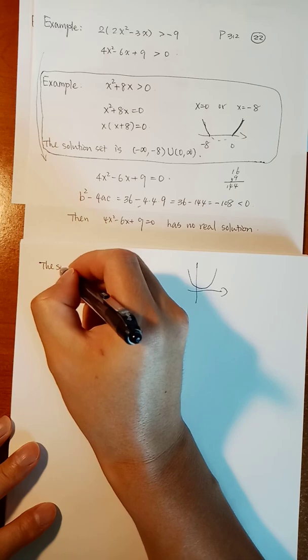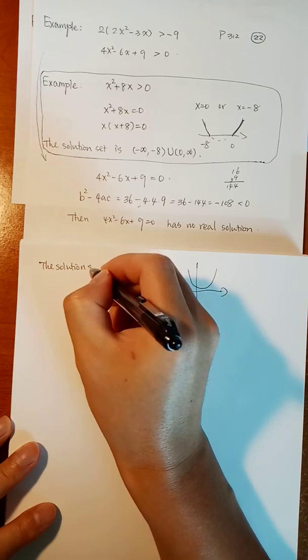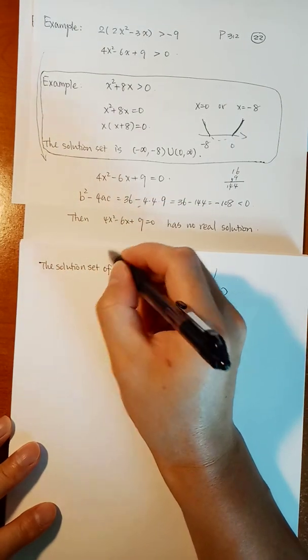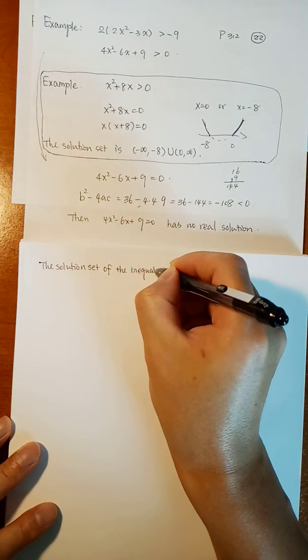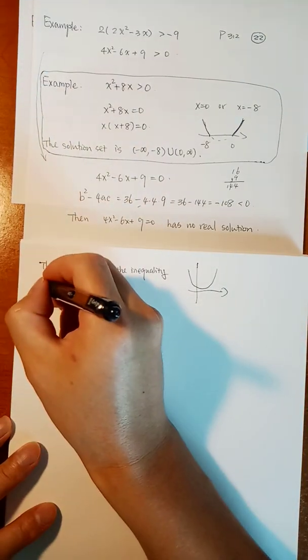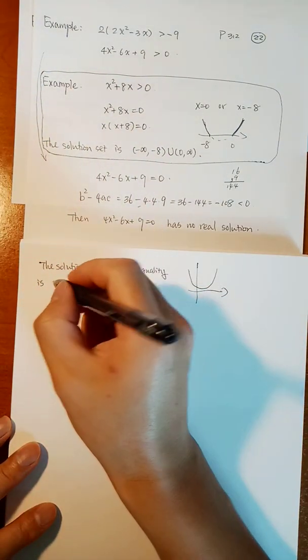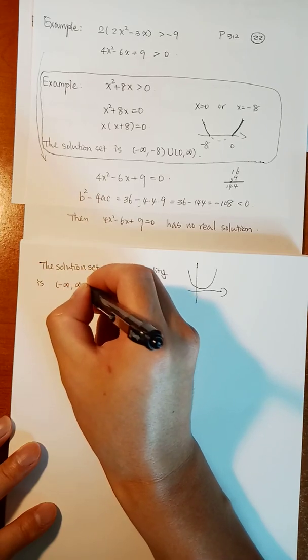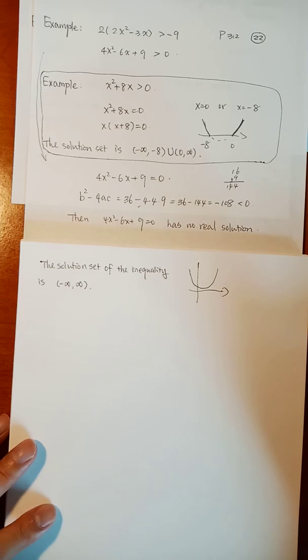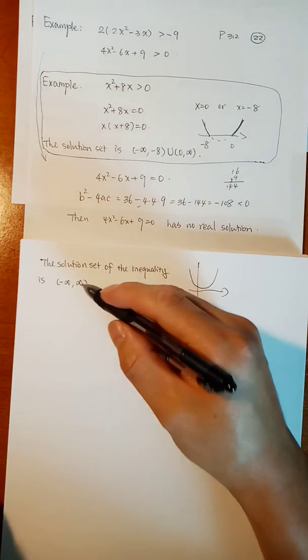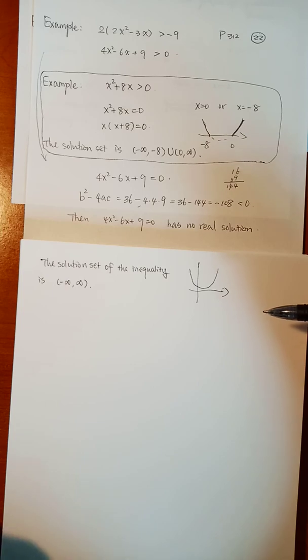The solution set of the inequality, let me emphasize, of the inequality, is the set of all real numbers. You can say from negative infinity to positive infinity, no limits, right? No limits. This is the answer. It's special, it's quite different.